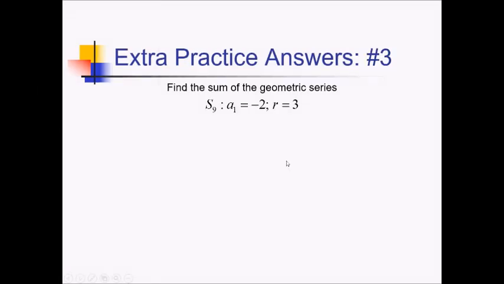For this problem, I want the sum of the first 9 terms of a geometric series whose first term is -2 and whose common ratio is 3. So let me set up my general formula here. That's going to be a1 times 1 minus r to the n all over 1 minus r. a1 they gave us, that's -2. r is 3. n in this case is 9. So we have -2 times 1 minus 3 to the 9th all over 1 minus 3.